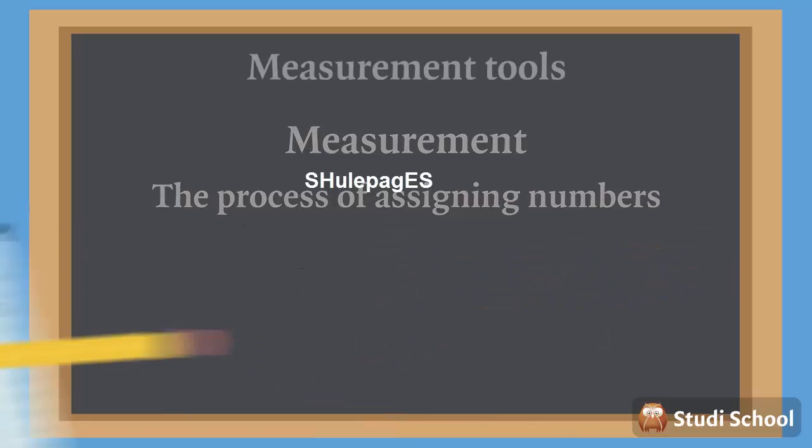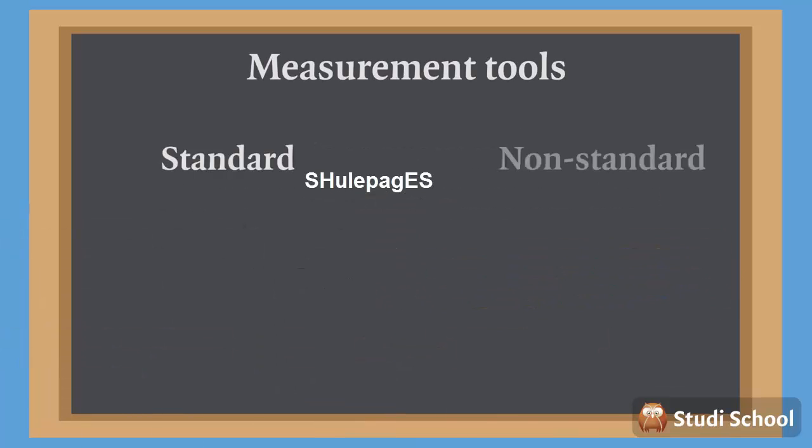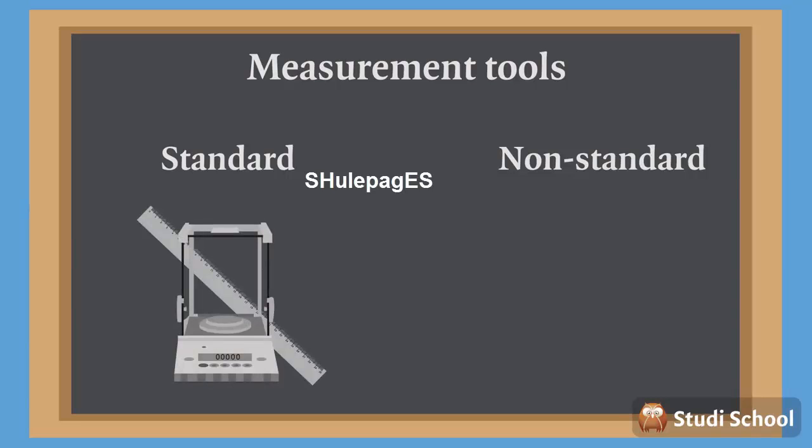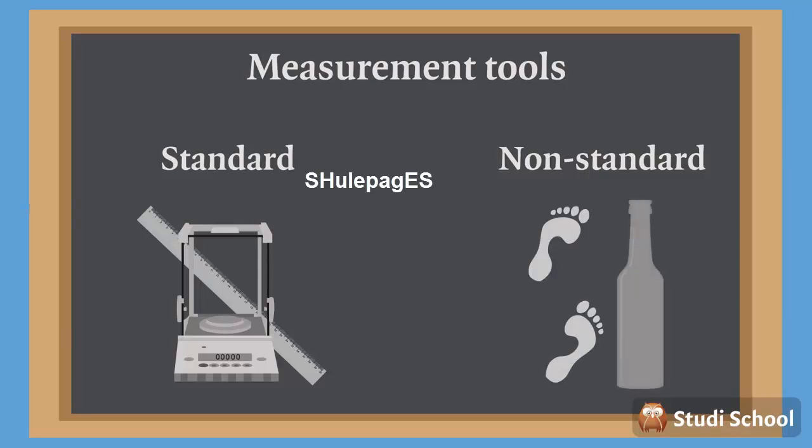There are 2 kinds of measurement tools: standard and non-standard. Standard tools include rulers and scales. They are the same no matter who uses the tool and are recommended for scientific investigations. Then we have non-standard measurement tools like footsteps or bottles. These are inaccurate and change depending on who is measuring the object or element. These are not recommended for scientific investigations.